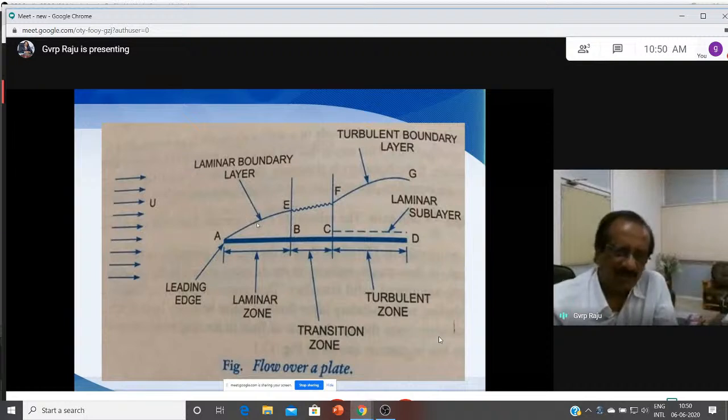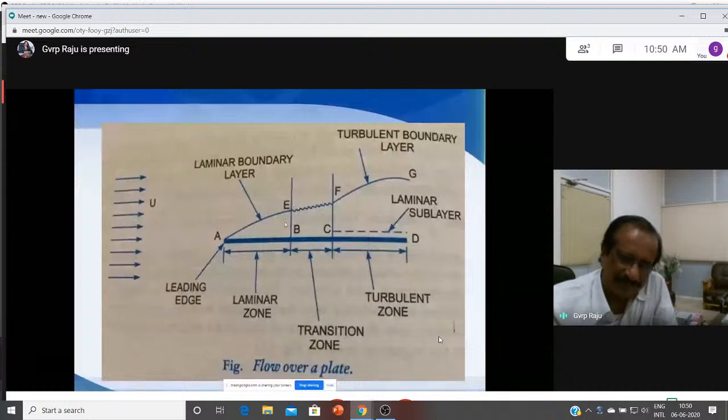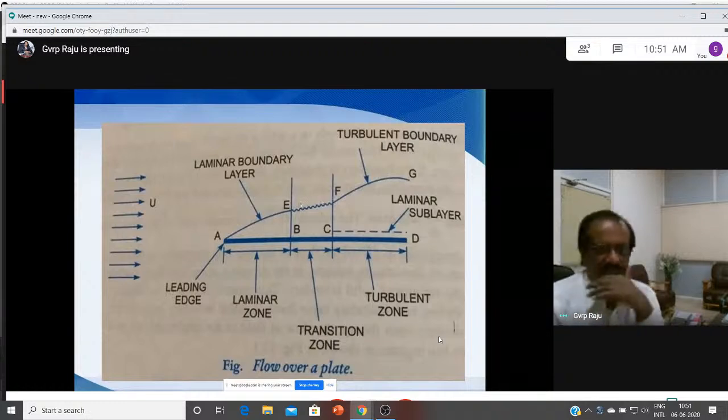Then once the laminar boundary layer is over, what happens? Here there is a growth of boundary layer. Because this fluid is already retarded by the shear stress, whatever fluid is in the boundary layer is retarded. And again the same fluid is moving here, again it is retarded, and again here it is retarded. So there is always a growth of boundary layer. Then there is a transition zone in which the flow is between laminar and turbulent.